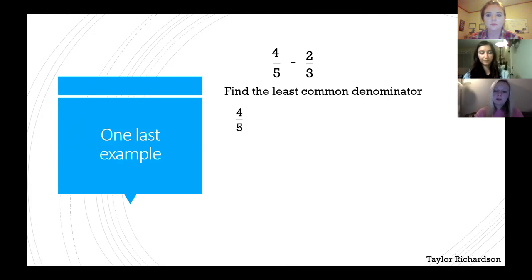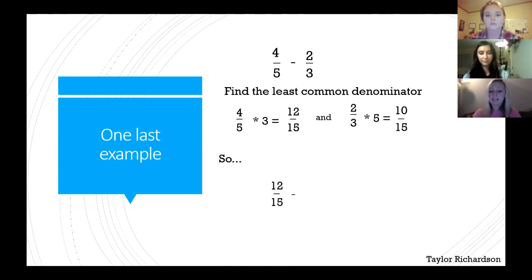So we'll start with 4/5, and we'll multiply it by 3, the denominator of 2/3, and we'll get 4 times 3 is 12 over 5 times 3 is 15. And we'll also do 2/3 times 5, and 2 times 5 is 10, over 3 times 5 is 15. And so from this, we see that they have the common denominator now, and we know that 12/15 minus 10/15 is equal to 2/15, meaning that 4/5 minus 2/3 equals 2/15.